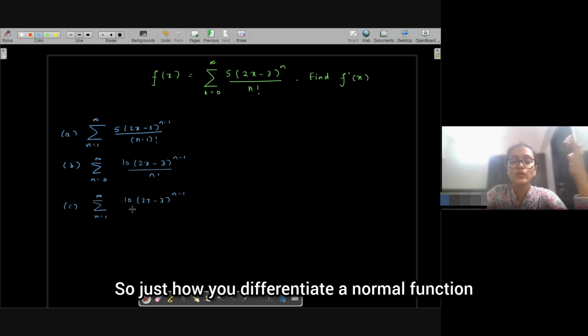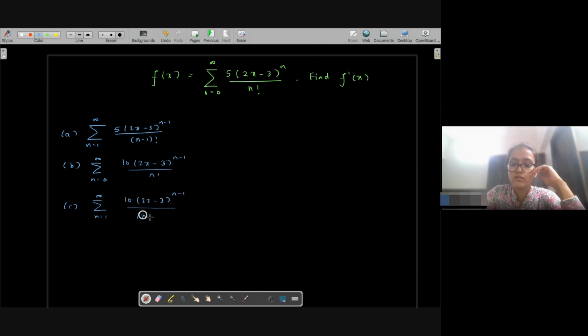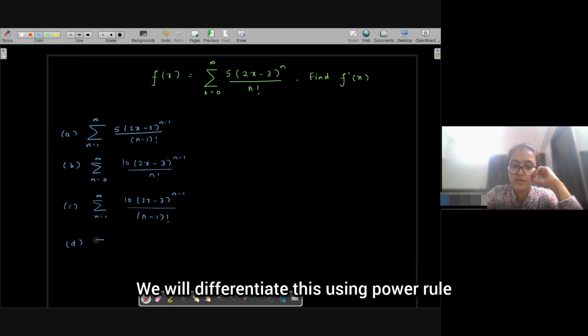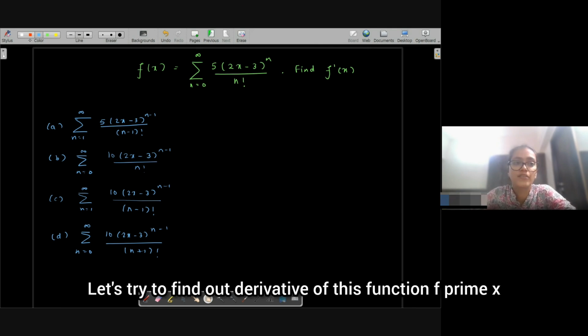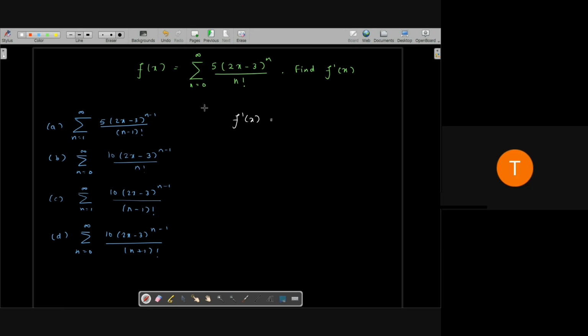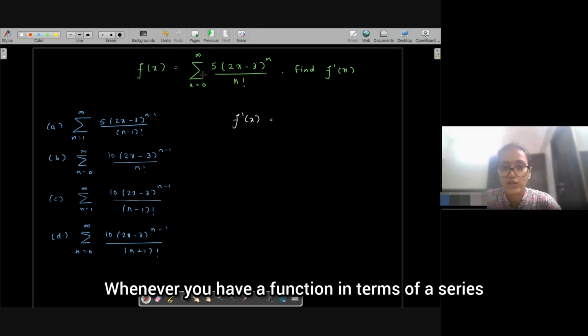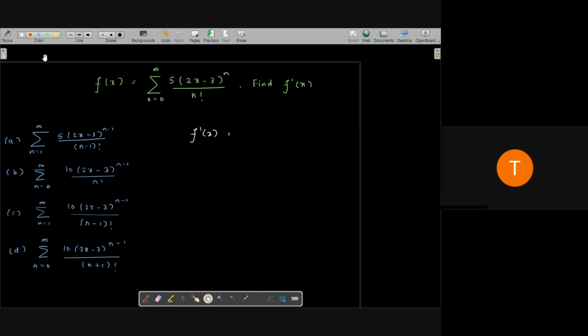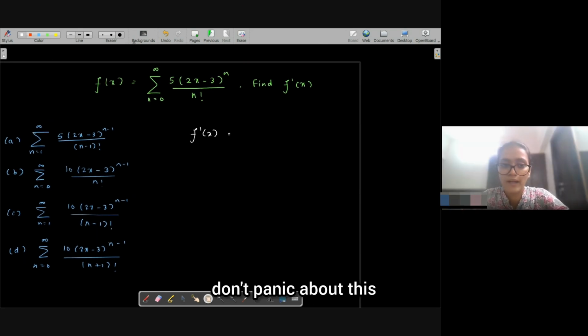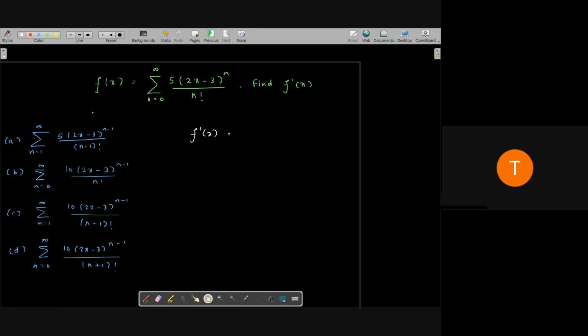Just how you differentiate a normal function, we will differentiate this using the power rule. Let's try to find the derivative of this function, f prime of x. Whenever you have a function in terms of a series, don't panic about this. This is a very easy question, although it looks difficult. But you know the power rule, right?